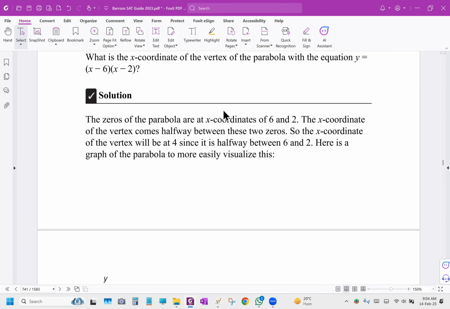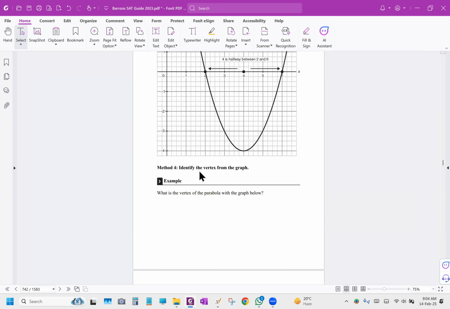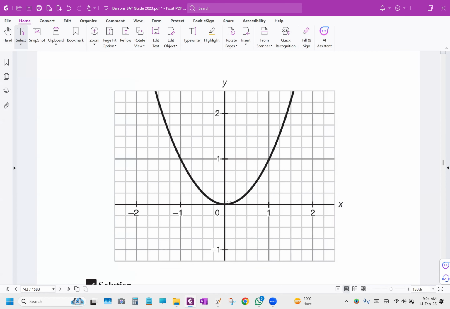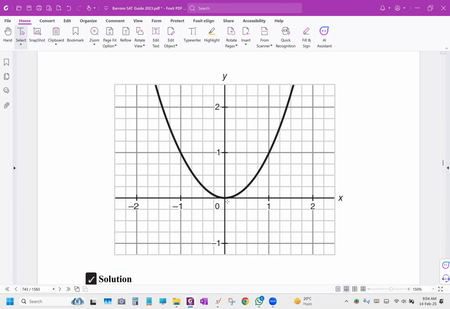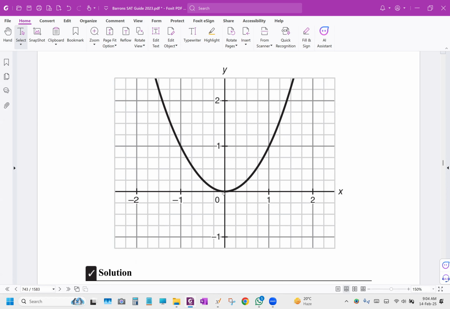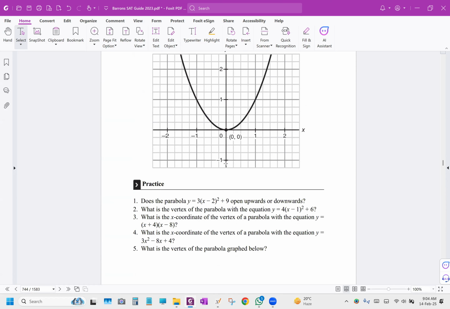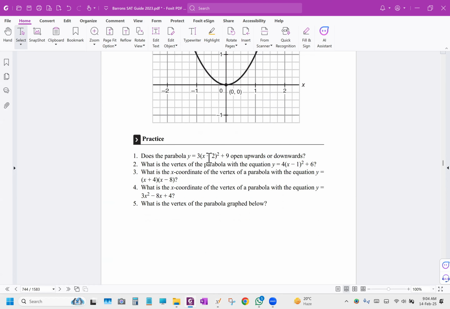Okay. So I hope you will understand this thing. And what is the vertex of the parabola with the graph given below? Simple, 0, 0. Am I correct? Yes. 0, 0. You just need to practice. That's the parabola 3x minus 2 whole square plus 9, open upwards or downwards. What is the vertex of the parabola with the equation y equals 4x minus 1 whole square plus x?